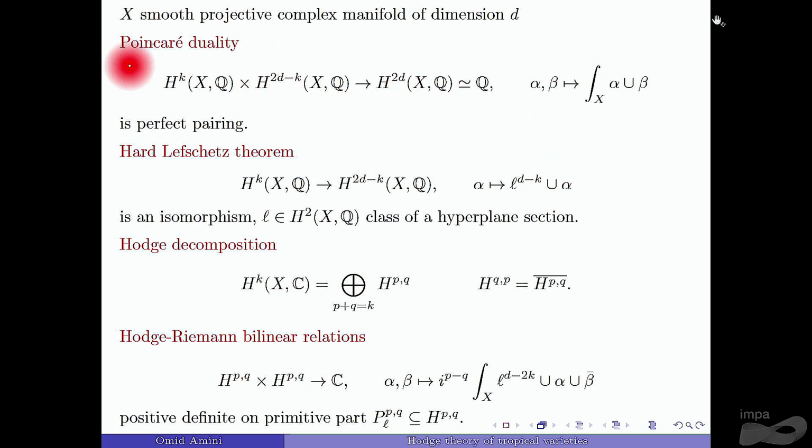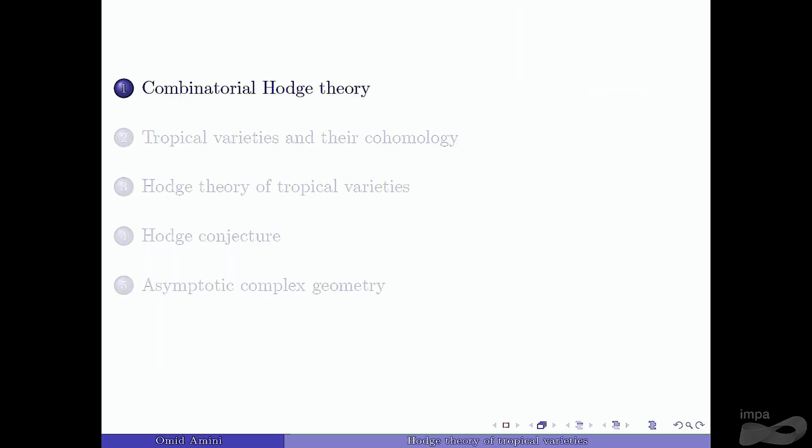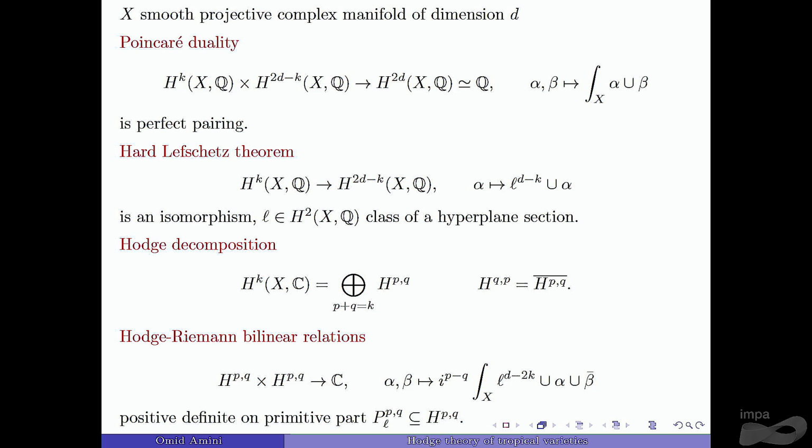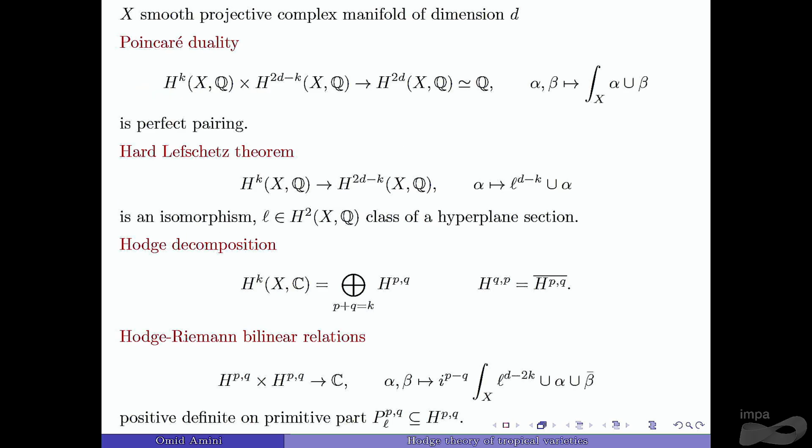But then, because X is projective, it is embedded inside projective space. If you take a hyperplane inside the projective space and intersect it, sorry, it was a spoiler for what comes next. I think I have some problems with it.